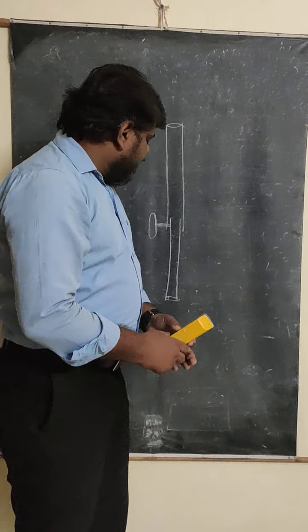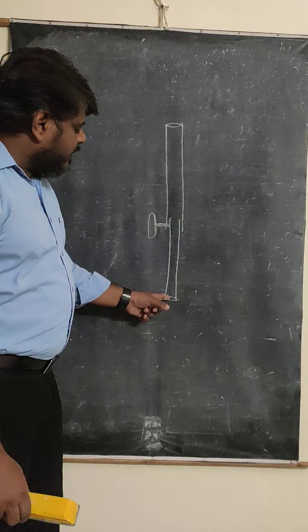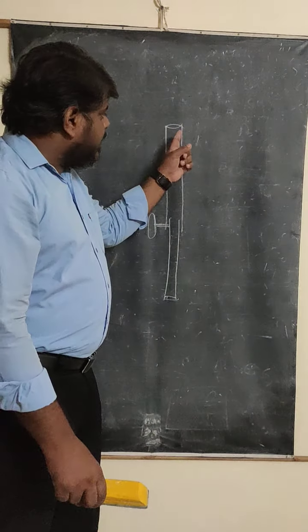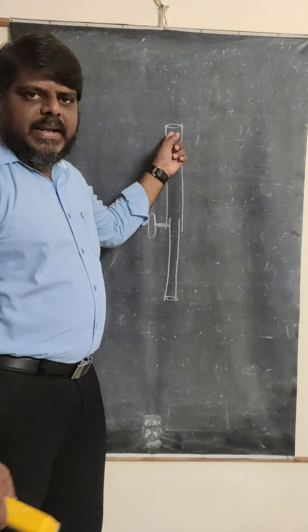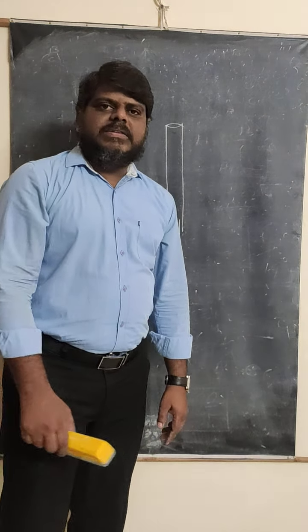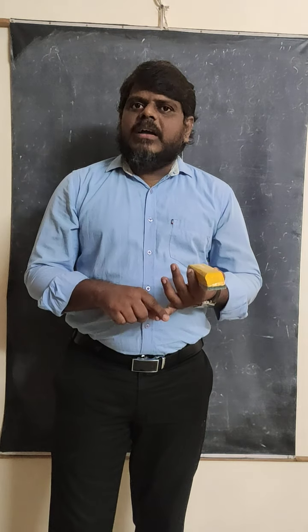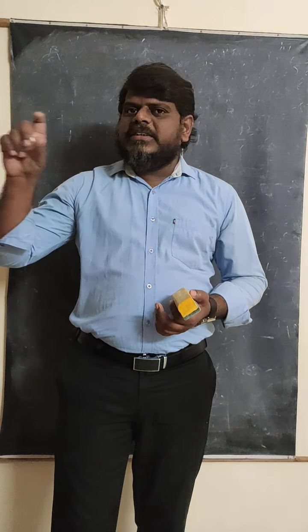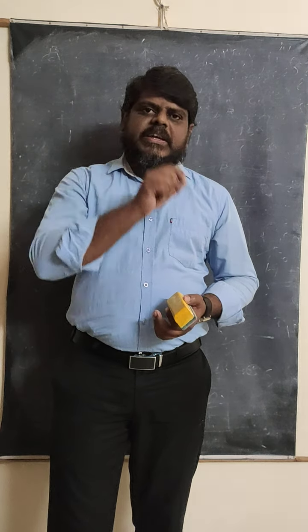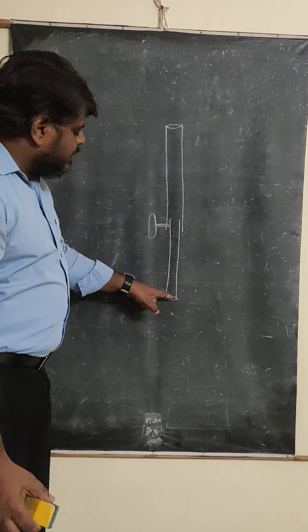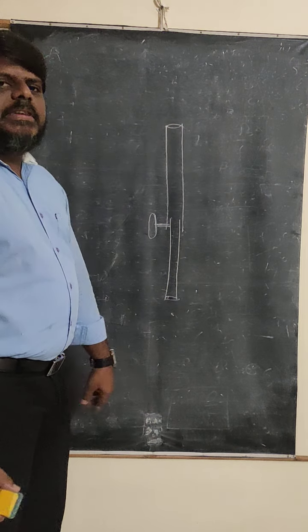The most important thing is that the lens near the object is called the objective lens, and the lens we use to see the final image is called the eye lens. That means the compound microscope contains two types of lenses: the eye lens and the objective lens. The objective lens is always near the object and the eye lens is near the eye, from where we see the final image. If you place the object here, this becomes the objective lens and this becomes the eye lens.